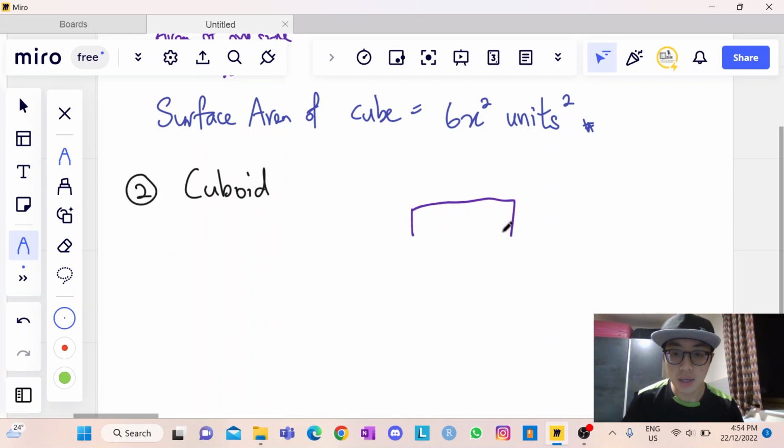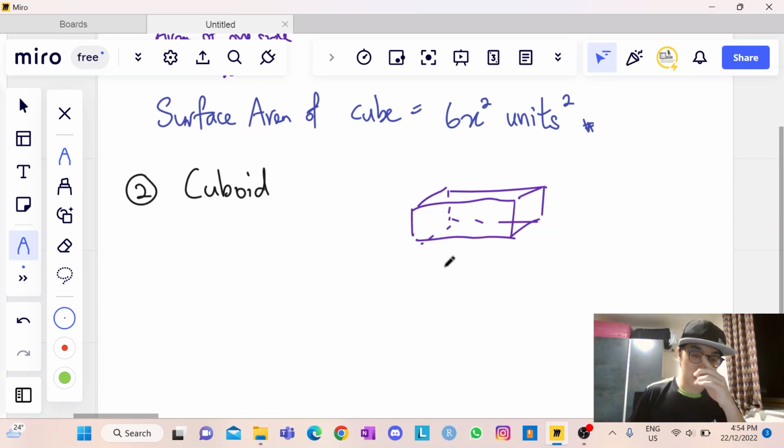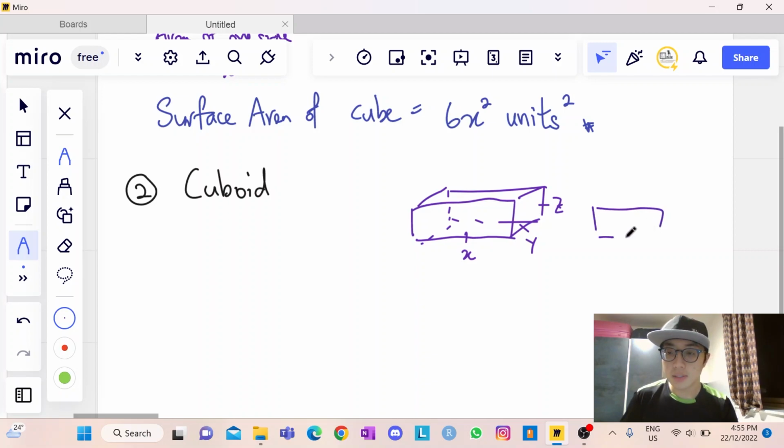So you're gonna draw a rectangle, and you're gonna extend it to a 3D model. It's basically just like that. So it can work out as x, y, and z. So let's say all the sides are different, then it is a cuboid. Or you can have something like this where two parts are the same. Or you can have something like this.